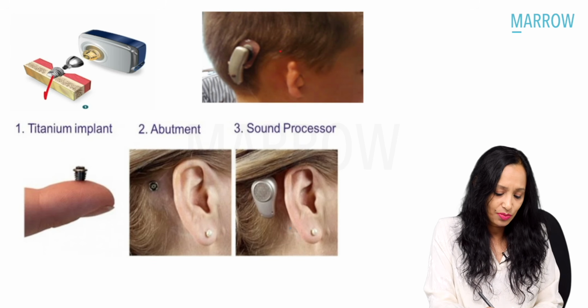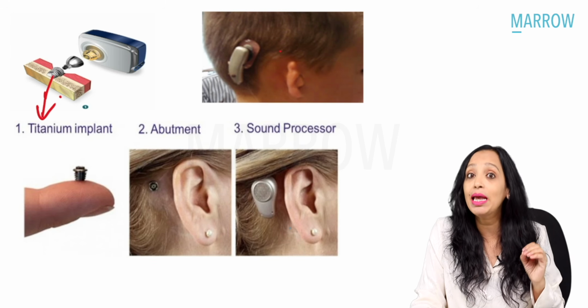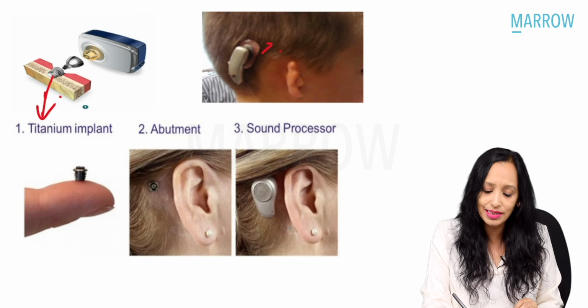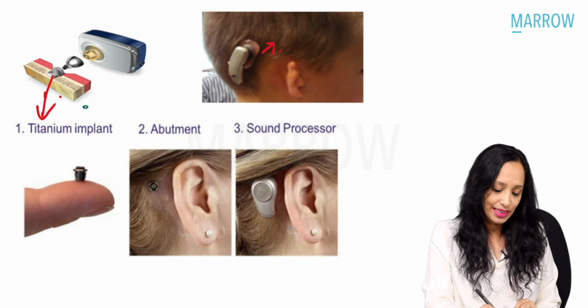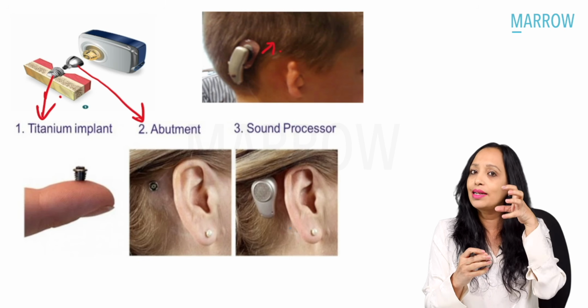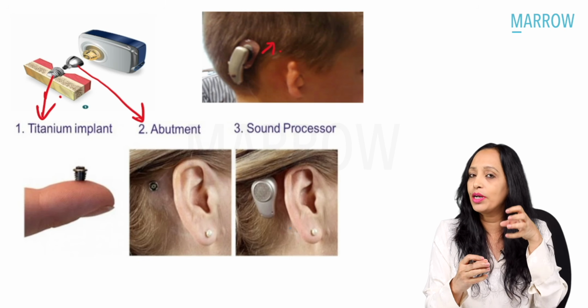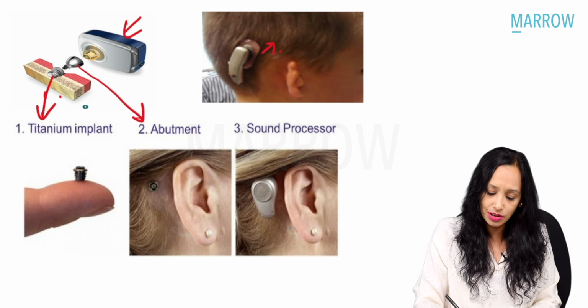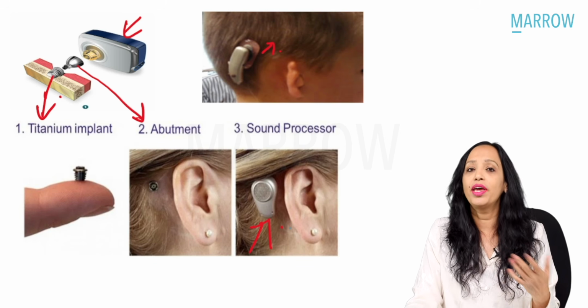So this is what is known as a titanium implant or the fixture. This is what is implanted in the skull bone. And above that is the second part, which is known as abutment. This connects the internal component, that is the implant, to the speech processor. So this here is the speech processor, which is of various designs.